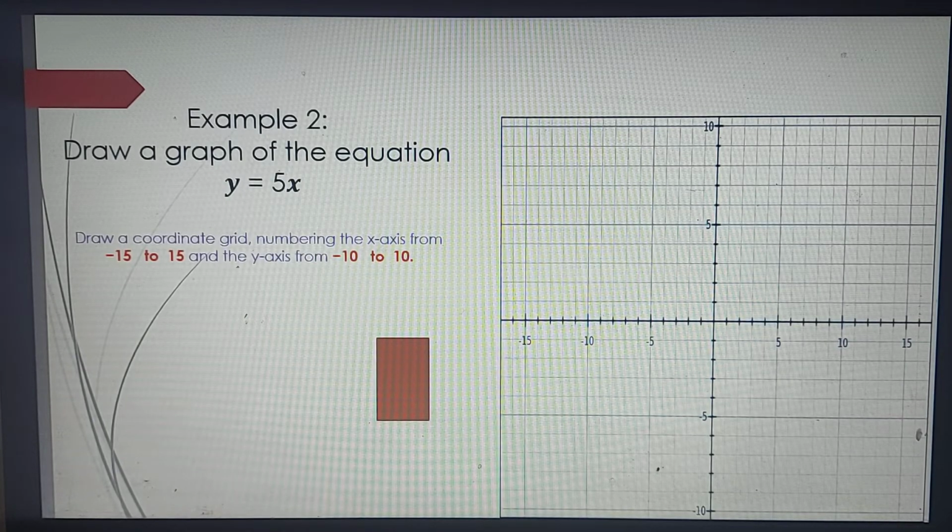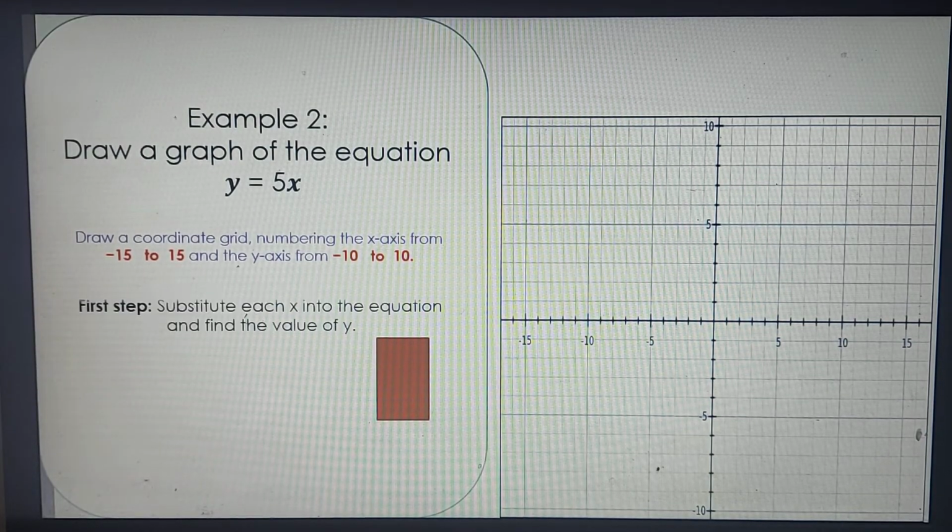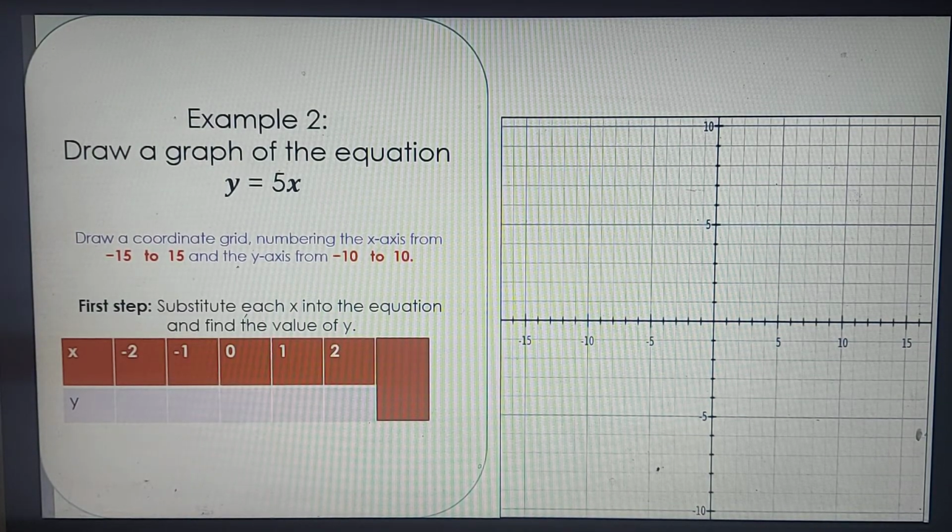Example 2. Draw a graph of the equation y equals 5x. You're given an instruction: draw a coordinate grid numbering the x-axis from -15 to +15 and the y-axis from -10 to 10. And you can see that on my right hand, you can see a coordinate grid. The x-axis is from -15 to 15, the y-axis is from -10 to 10. So we substitute each x into the equation to find the value of y.